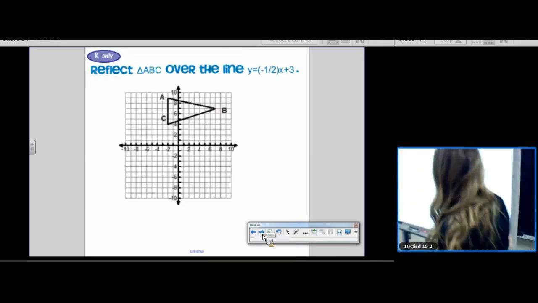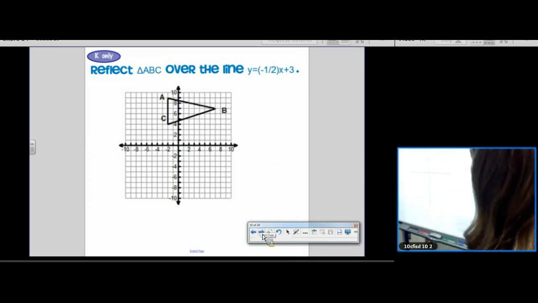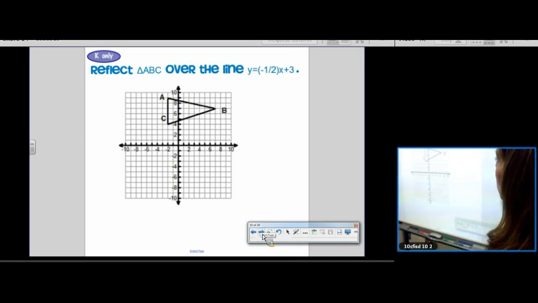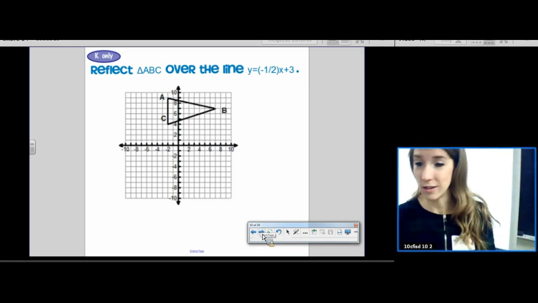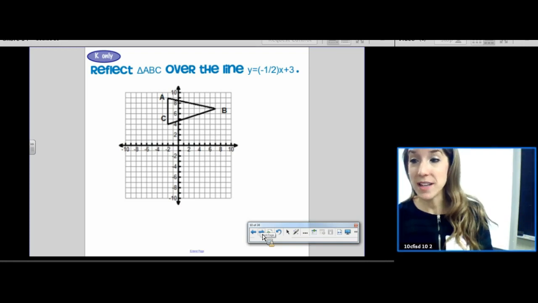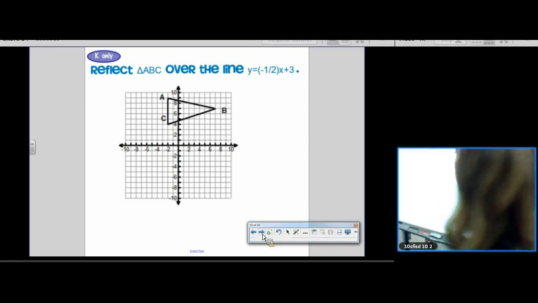Okay, this one is a little bit tougher. Let's see how we can do this. We want to reflect ABC over a weird line, not a horizontal line, not a vertical line. Y equals negative 1/2 x plus 3. So first, we need to graph that line.